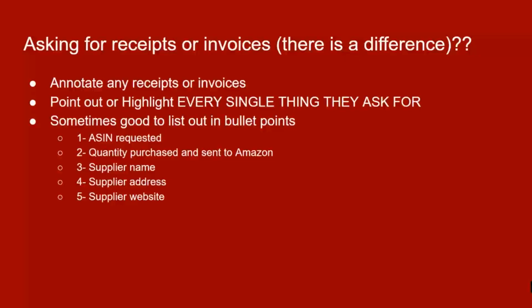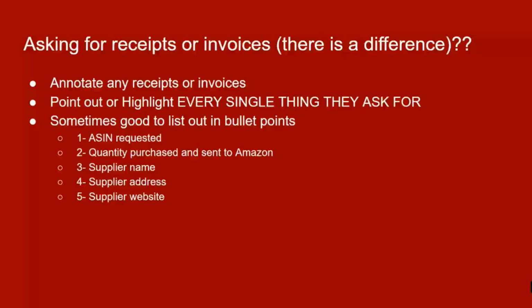When I do ungating and I use invoices to ungate in things, I usually do not annotate my invoices, but for any sort of violation, I'm going to annotate the receipts or invoices. I'm going to show you several examples of that. Basically, you're going to highlight anything that they are asking for. You want to make it easy for them to read through that receipt or invoice to find what they are needing.